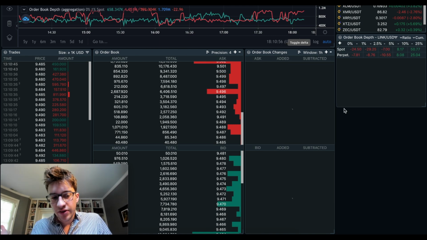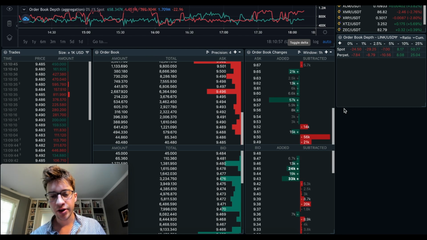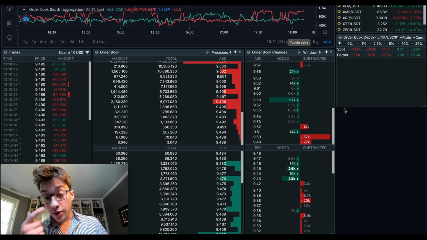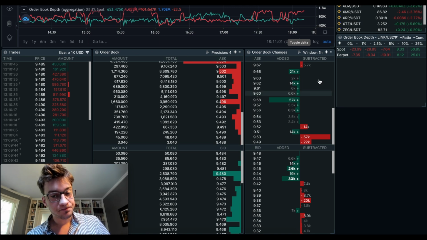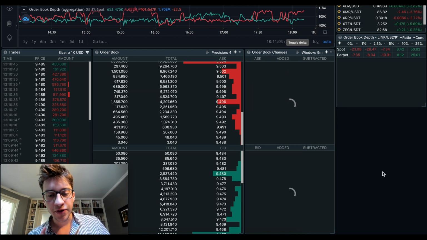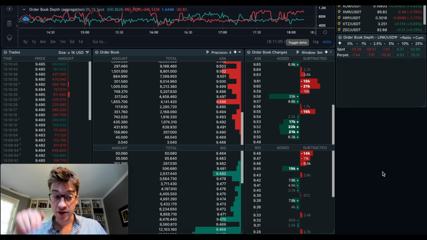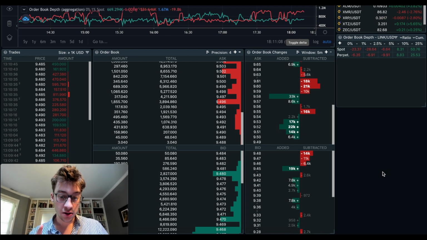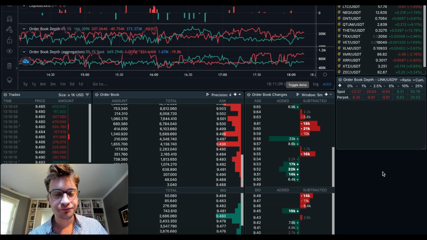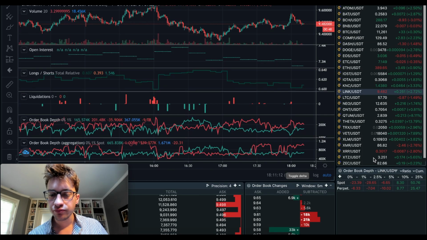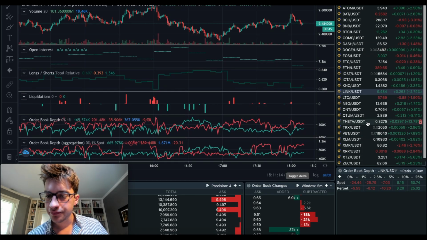And you don't just have to look at the 5 minute. Here, look at the 1 hour. 1 hour looks like it's quite bullish. But the 5 minute looks quite bearish. What that means is short-term probably price will fall, medium-term price will rise. Other coins we can do this on. Let's go look at Theta.